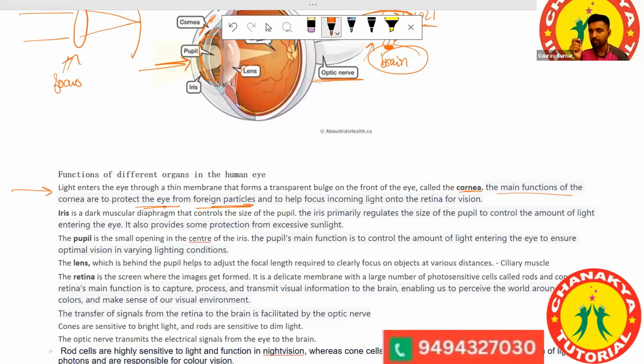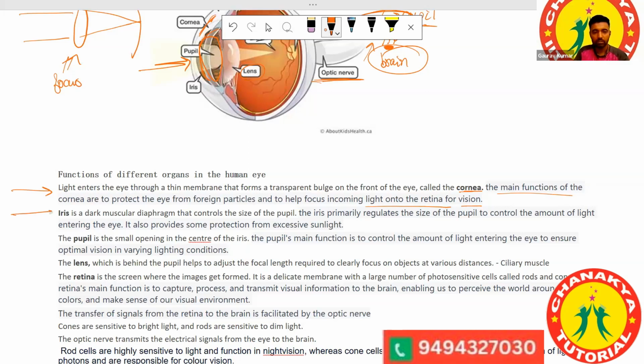Let's say there is a dust particle. The eye does not have that dust particle itself; it is coming from outside. So let's say this is India, and any person coming from Australia will be a foreigner for India. Likewise, the eye does not have those dust particles itself. They come from outside, so we call them foreign particles. So the main function of the cornea is to protect the eye from foreign particles and to help focus incoming light onto the retina for vision.